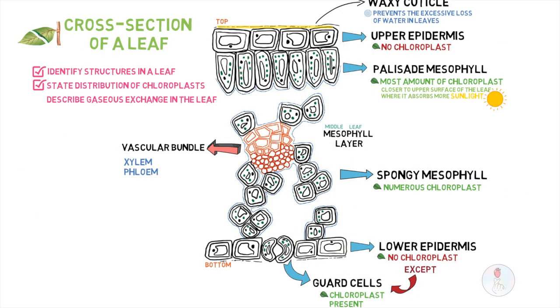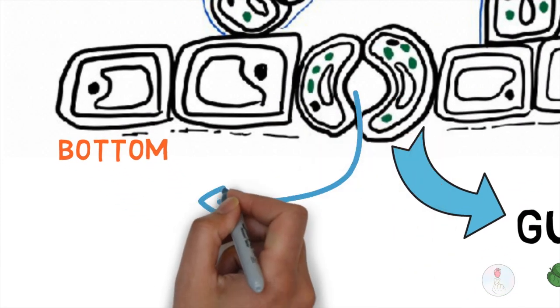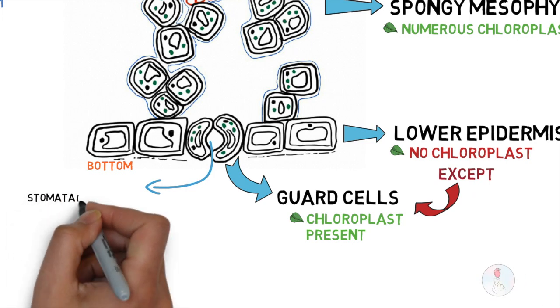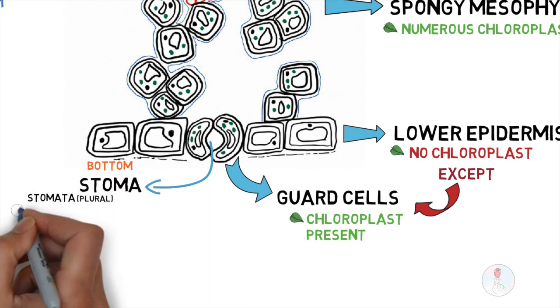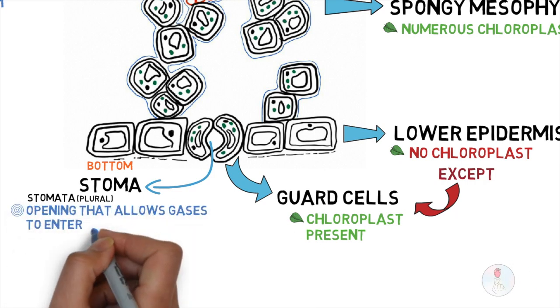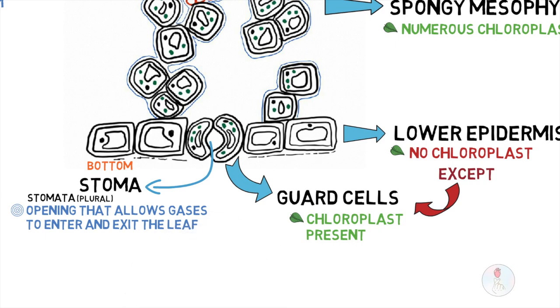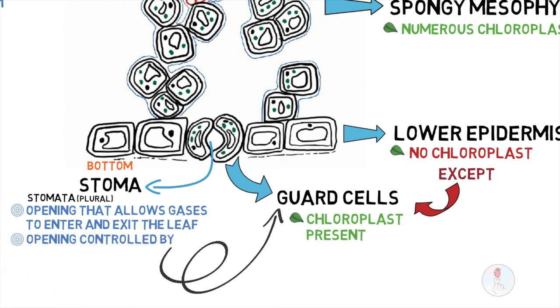Great! We're now down to the final objective. For gaseous exchange to occur, leaves have openings called the stomata in plural and stoma for singular. The stomata allows for gases such as carbon dioxide, oxygen, and water vapor to enter and exit the leaves. The opening of the stomata is controlled by the guard cells.